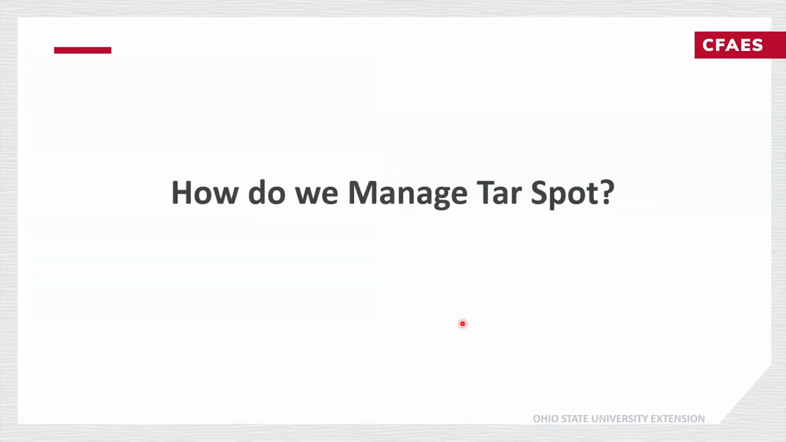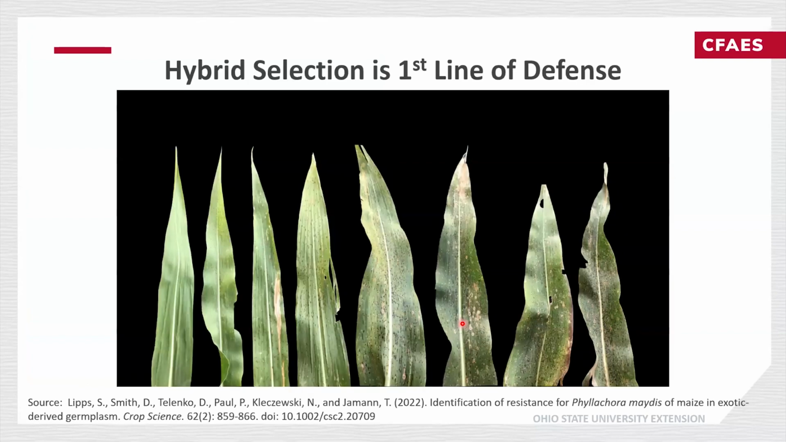So how do we manage tar spot once we do find it in our fields? Similar to all of our other corn diseases, hybrid selection is going to be that first line of defense, so really the foundation of that disease management program. And this picture right here is just showing corn leaves from different germplasm sources that were actually pulled from Latin America, where this pathogen is native, with the intent of, can we find some natural resistance that we can then breed into our hybrids? And I use it because it's a nice example of the range of resistance that exists.